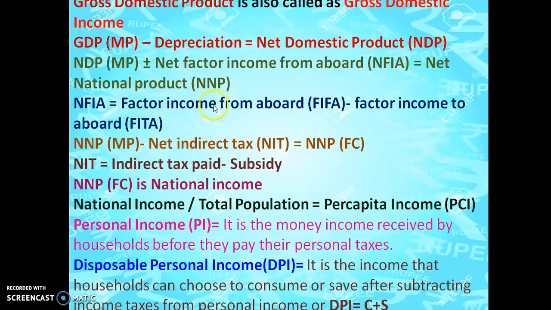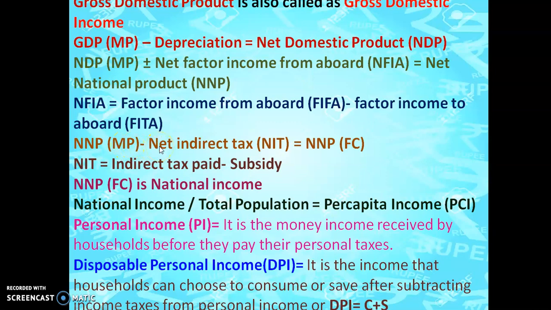So if what we are getting is more than what we are giving, then it is plus. If what we are sending abroad is more and what we are getting from abroad is less, then it is minus. So from NDP, net domestic product at market price, plus or minus NFIA, what you get is net national product. Clear till here?